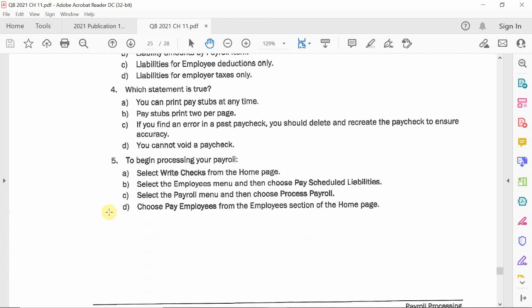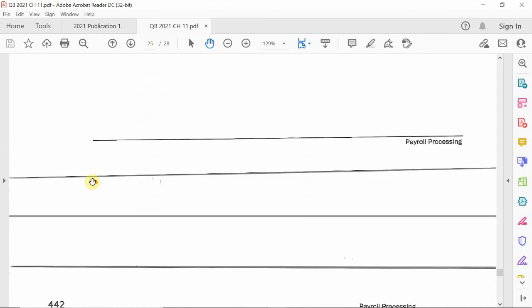All right, I already showed you another way to do it. Okay. Number 5, to begin processing your payroll. Letter D, choose pay employees from the employee section of the home page. D is correct, right? To get it started, that's what you do. You pay your employees first.